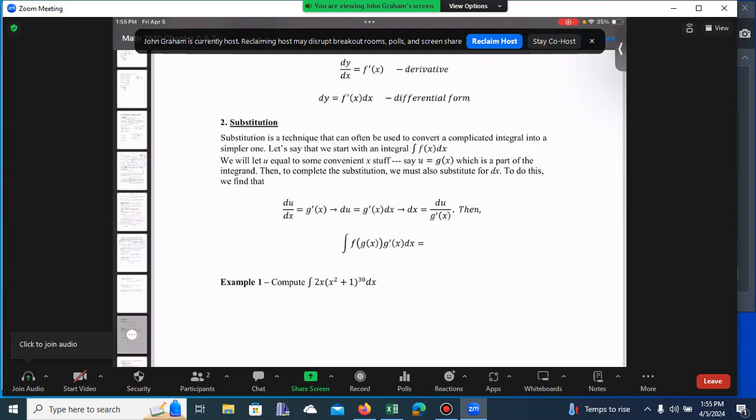So if we look at this, we need to know du dx, which is g prime of x, since u is g of x. Basically, if we take the derivative of u with respect to x, we take the derivative of g of x, and we get g prime of x. We use that to find what du is, and then we substitute both du and u into our expression.